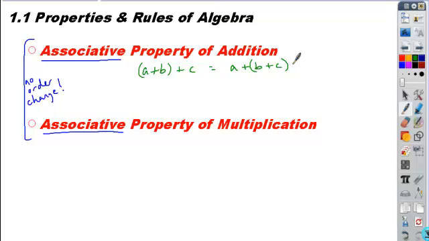Okay, this same property holds true for multiplication. If you take the product AB and then you multiply by C, that whole total product is going to be the same if we take A and then multiply it by the product of B times C.